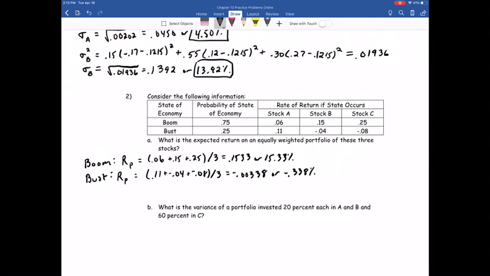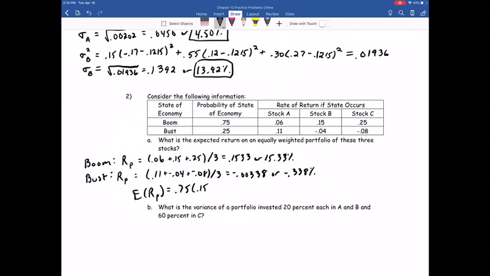So all we've done right now is calculated the expected return in condition A, a boom, and condition B, a bust. Now we need to take into consideration the probability of those two events occurring. So the expected return of the portfolio: there is a 75% chance of a boom economy.